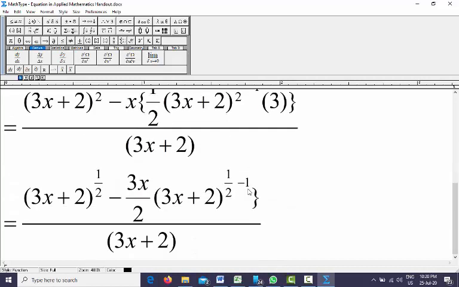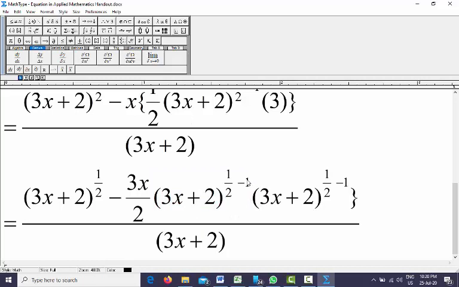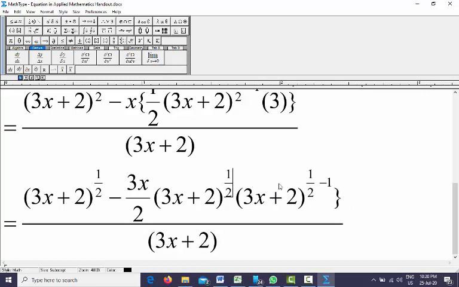And then again, now we can split this one. We have a power half minus 1. So what we can do is split this one. First of all, we will just write power half, and then we will write power minus 1.